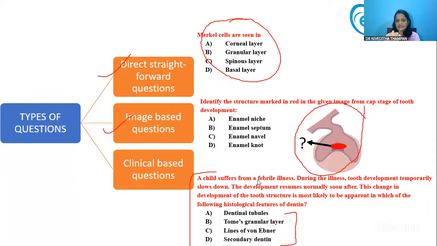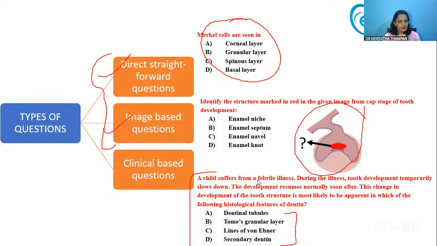Like, a child suffers from febrile illness. During the illness, the tooth development temporarily slows down. The development resumes normally soon after. This change in development of tooth structure is most likely to be apparent in which of the following histological features of dentin? So such questions can also be asked. You must be prepared for such questions also. But the majority of the questions from oral histology are usually either direct straightforward questions or image based questions only. Okay, right.